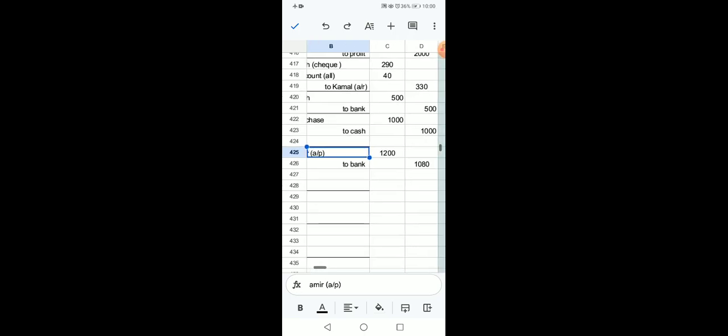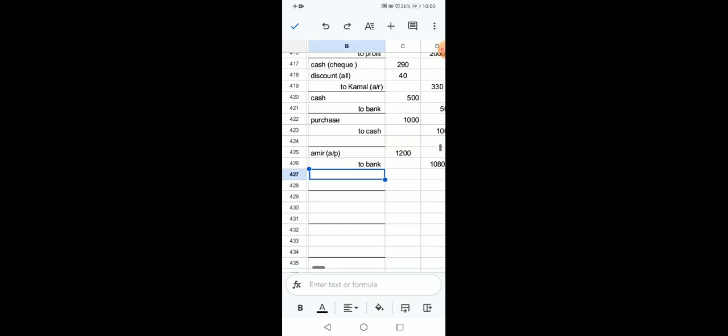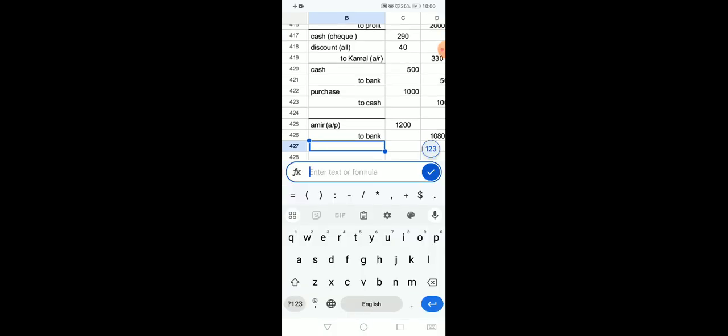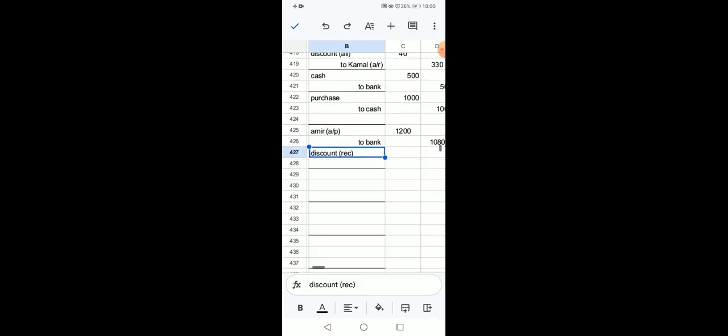If you are paying cash 1080 in place of 1200, who will decide that you can pay less? The person to whom you are paying this amount, the account payable, he is the authority. He will decide that you can pay less. If he is permitting you and you are paying less, that means you are enjoying it, it is your income. He is discounting the amount. This discount is just like your income. Income should be mentioned on the credit side. So you will write discount on the credit side, as this is your discount received.